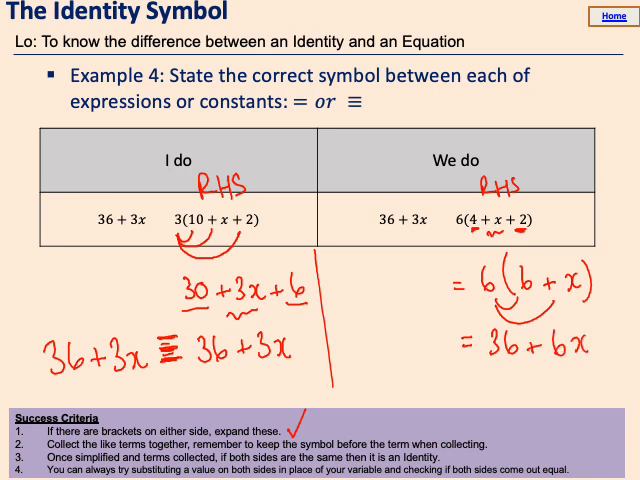So now let's look at the left-hand side, sorry. So we have 36 plus 3x. So if we compare the constants, 36 and 36, if we compare our algebraic terms, our variables, we have 3x on one side and 6x on the other. So this is not going to always be true no matter what x we put in there. So this is going to be an equation, not an identity.